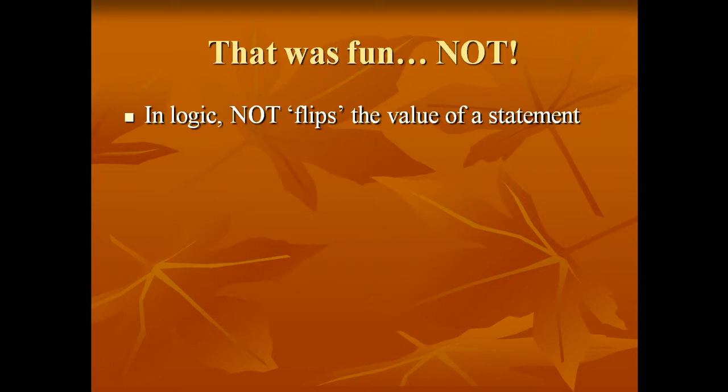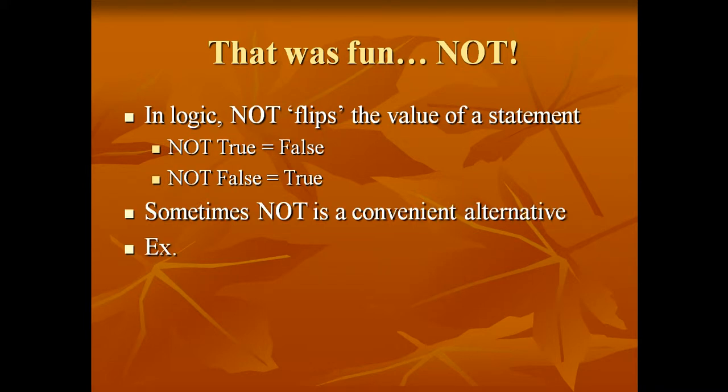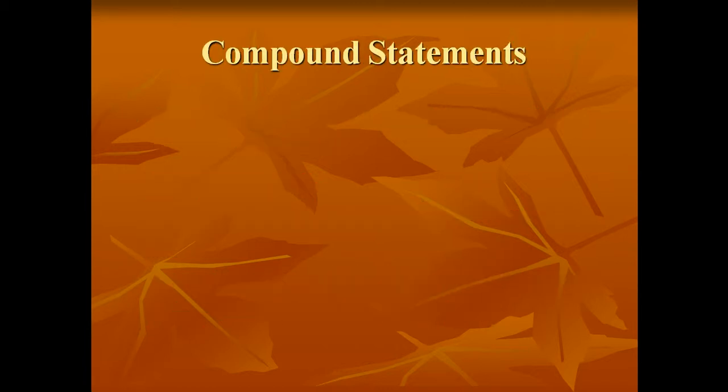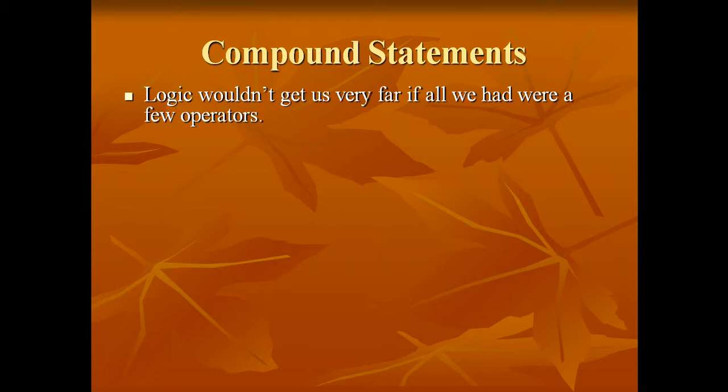So not is an operator that flips the logical statement. So true becomes false and false becomes true. Not can be very convenient. For example, if we wanted to describe an odd number, one way is you could say it ends in 1 or 3 or 5 or 7 or 9. But it's a lot easier just to say it's not divisible by 2. So if we had to code this in Java, this would definitely be your first choice, because it's much simpler to describe.